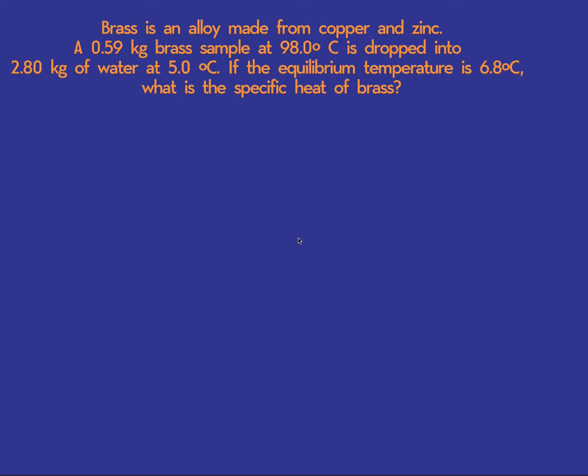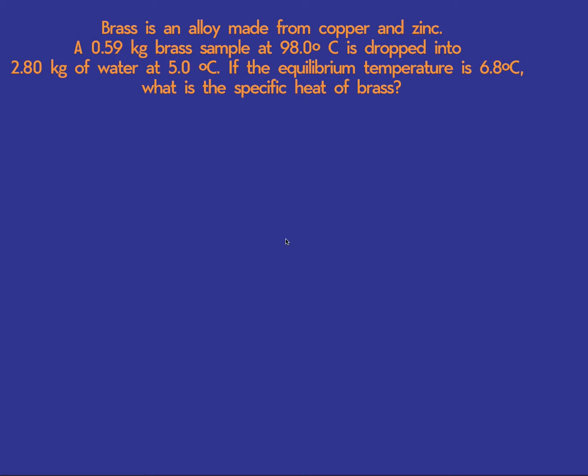Brass is an alloy made from copper and zinc. An alloy is a solution of metals, so they're mixed together. A 0.59 kilogram brass sample at 90 degrees Celsius is dropped into 2.8 kilograms of water at 5 degrees Celsius. If the equilibrium temperature is 6.8 degrees Celsius, what's the specific heat of brass?